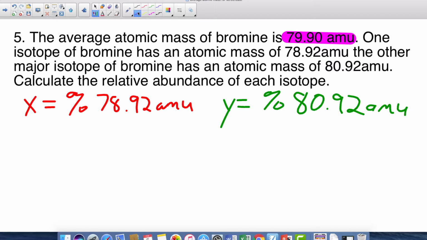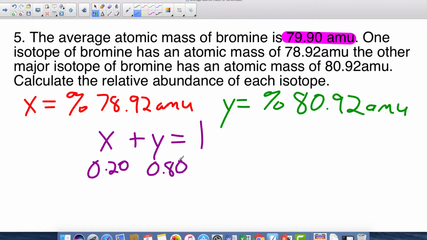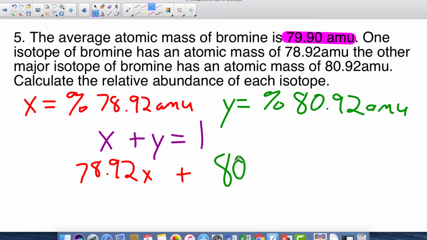We also know that the percentage that is X plus the percentage that is Y is going to add up to be 1. Not 100%, it's going to add up to equal 1. So if X is 20%, we'd call that 0.20. Then Y has to be 0.80 or 80%. So we're going to let X plus Y equals 1 be one equation, and we're going to let 78.92X plus 80.92Y equal the average atomic mass given to you in the problem.